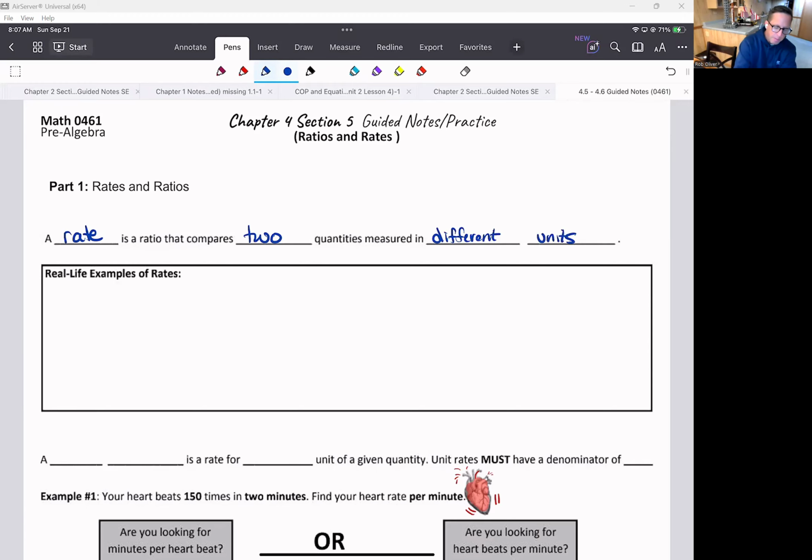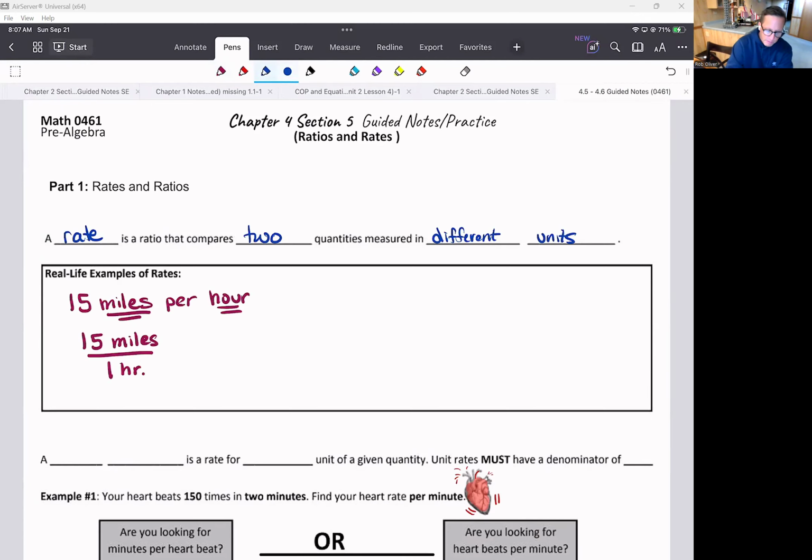You're probably very familiar with this. You could be traveling on your bike at 15 miles per hour. Right here, those are the two different units: miles and then hours. You can also write it like this, in 1 hour, something like that.